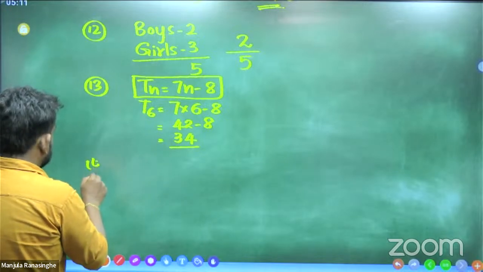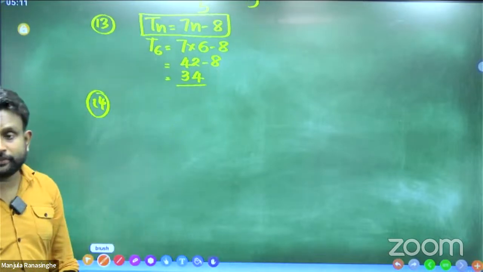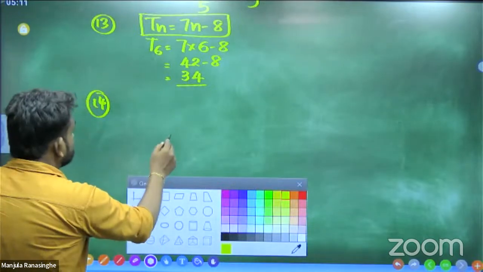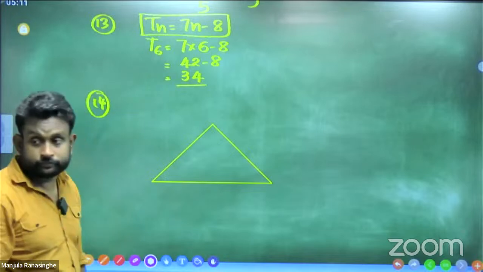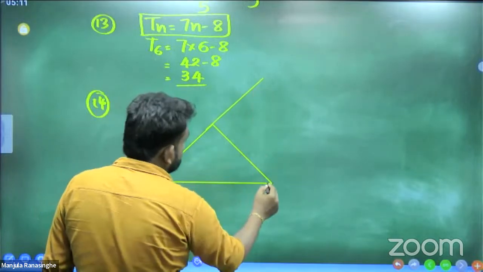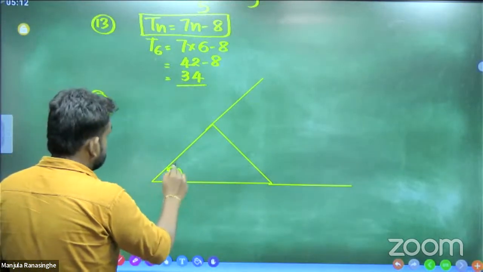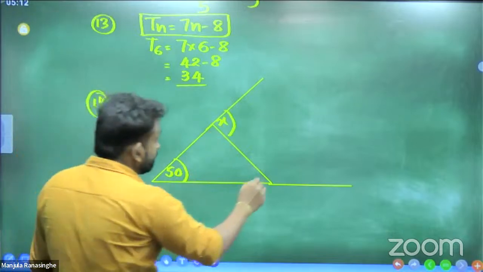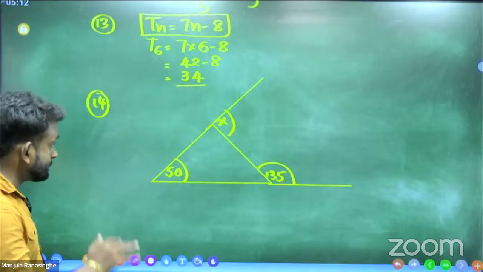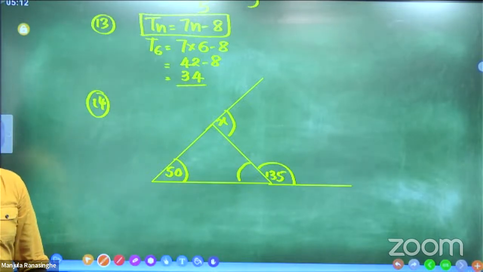Right, then question number 14. Question number 14 says here, we have a triangle. One side is produced here and another side is produced there. Here 50, here x, and finally 135. Now you can do this in different ways. My approach is I can find this interior angle. How? Because all angles add up to 180.